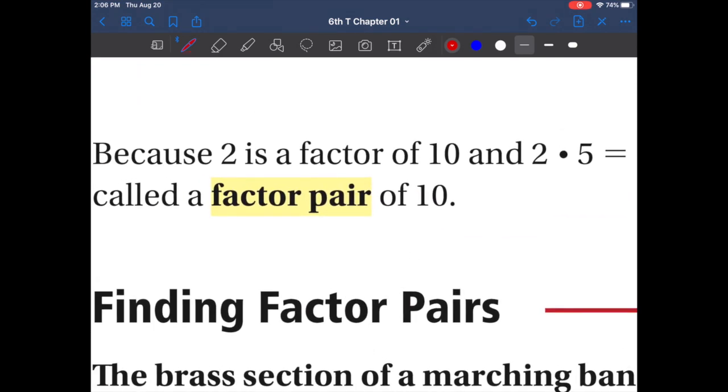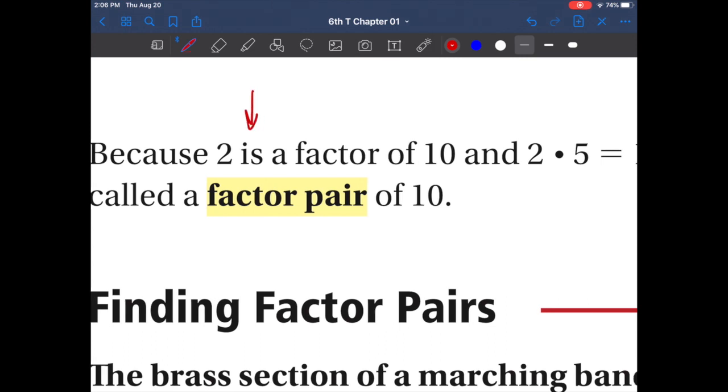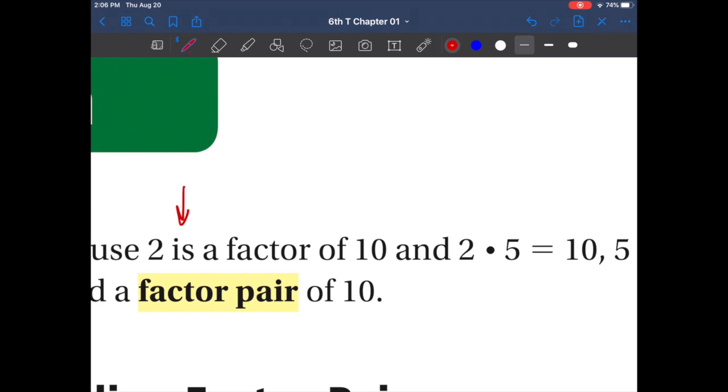Well, a pair is two things together. Well, a factor are numbers that we can multiply together. So let me give you guys an example of a factor pair. If I take the number 20 and I want to find a pair, I want to find two numbers that I can multiply that will get me 20.